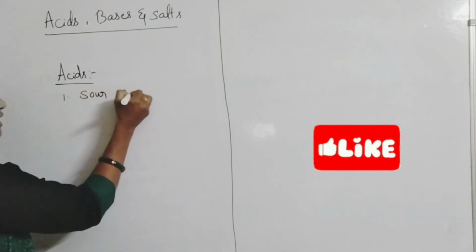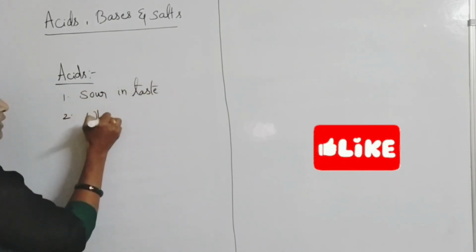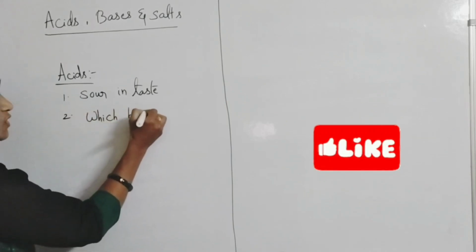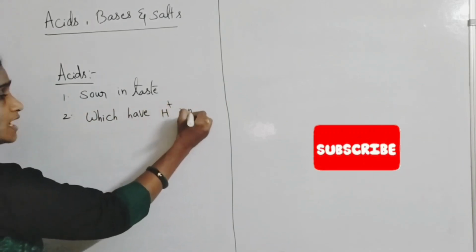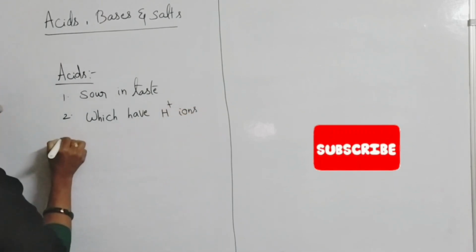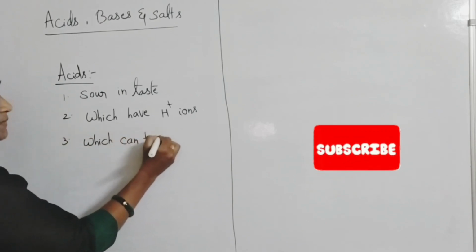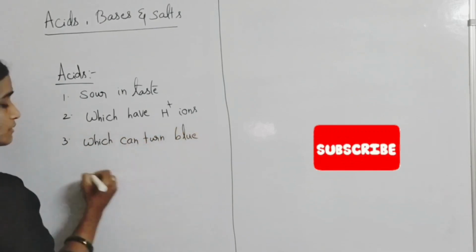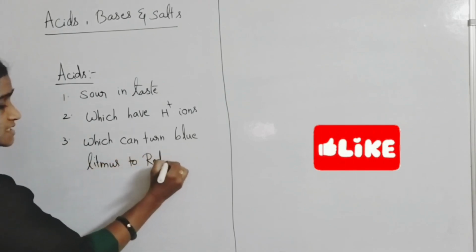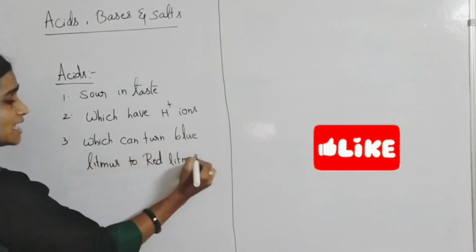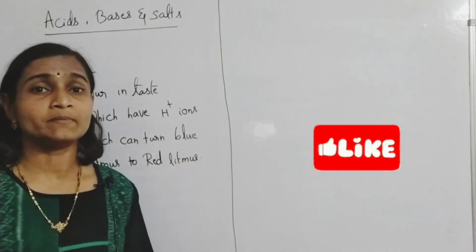Acids are sour in taste and have H plus ions. H plus ions means hydrogen ions. Substances which can turn blue litmus paper to red litmus, such kind of substances are generally termed as acids.